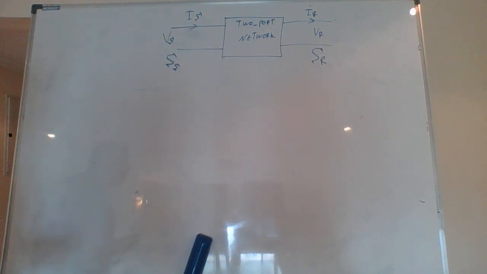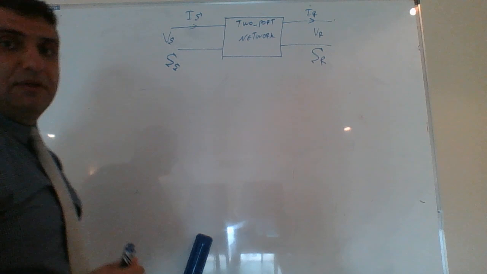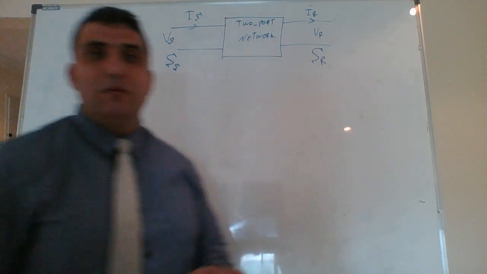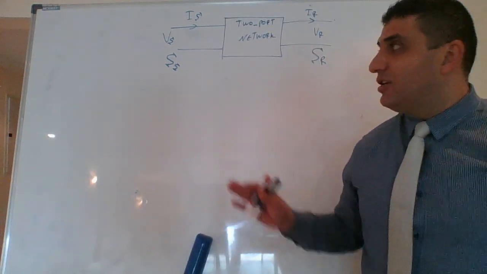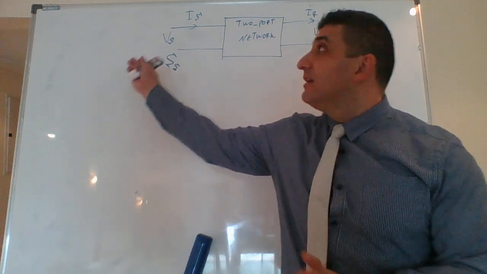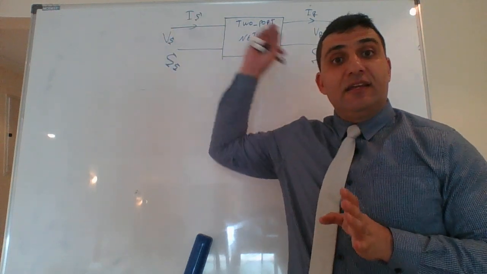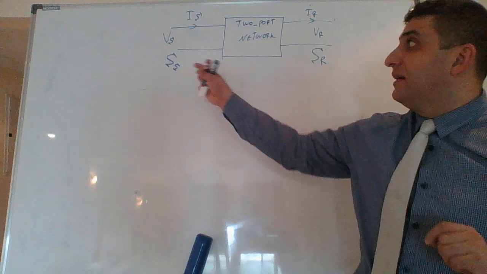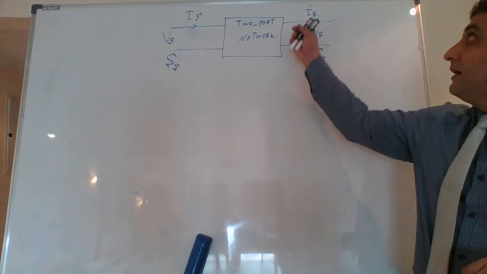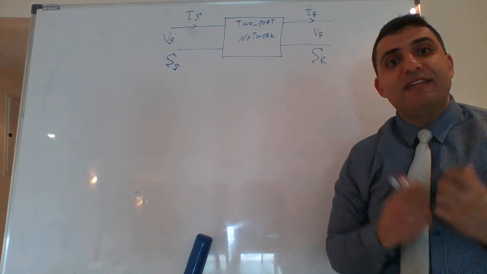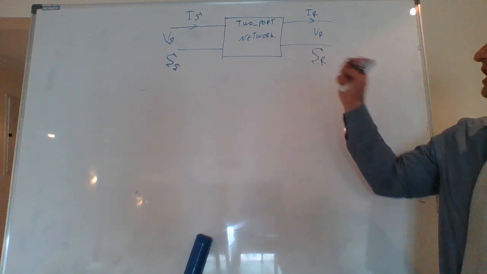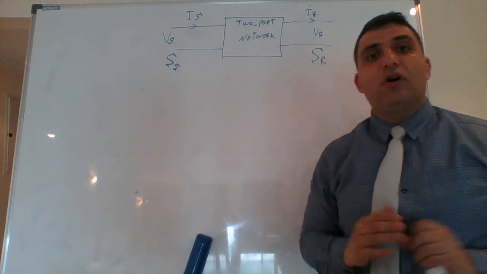Before we go any further, I need to define my system. The notation: Vs is the sending voltage, that's the source. Is is the sending or source current. Ss is the sending power or the source power. IR is the receiving current. VR is the receiving voltage. SR is the receiving power, complex power.